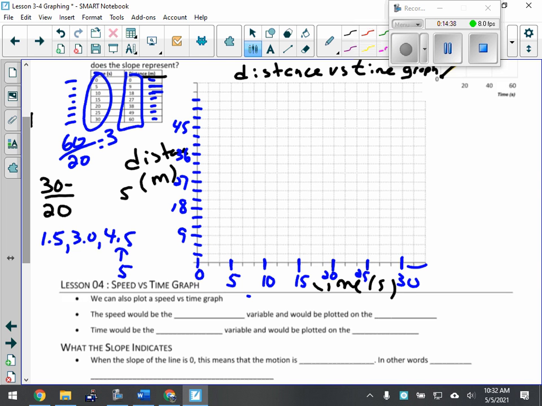1, 2, 3. 1, 2, 3. 1, 2. No, wait. 1, 2, 1, 2, 1, 2. What's going on here? Somebody help me here. What did I screw up? 9, 18, 27, 54. This would be 54, 57.